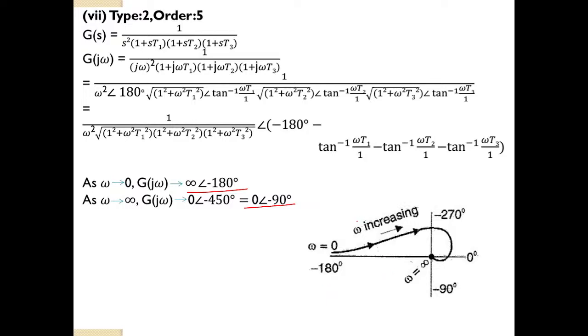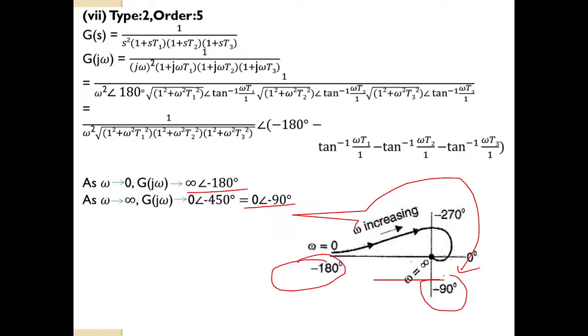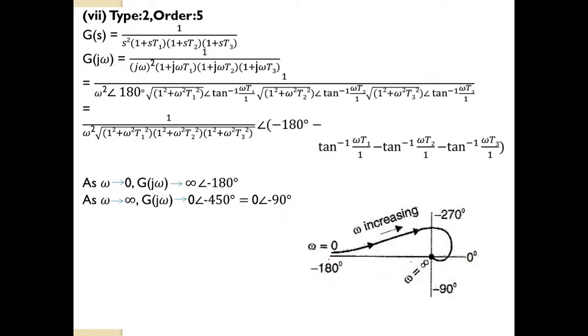So both are negative, so we must move in clockwise direction. So from minus 180 it should start, and at minus 90 it should end. So this is our plot. Okay, so magnitude is infinity, so from some infinite point the plot will start and it will end at the origin at minus 90.